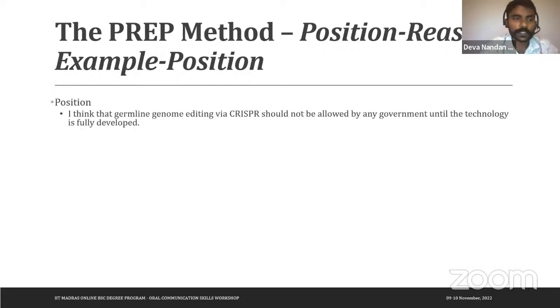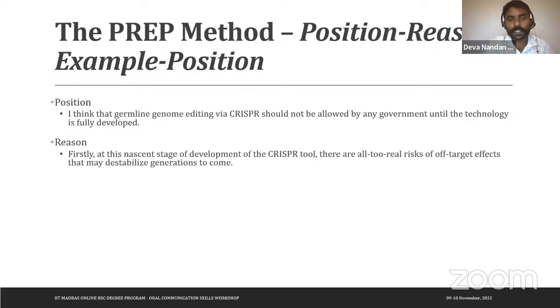The position here is, I'm not saying that this is my personal opinion. You'll all be knowing about germline genome editing via CRISPR: it should not be allowed by any government until the technology is fully developed. That's the position that is taken. And the reason that's given is that, firstly, at this nascent stage of development of the CRISPR tool, which is the germline gene editing tool, there are all too real risks of off-target effects that may destabilize generations to come. Because it's germline editing, it may destabilize generations, not just individual persons.